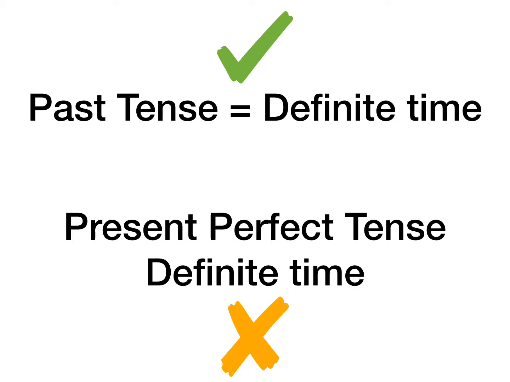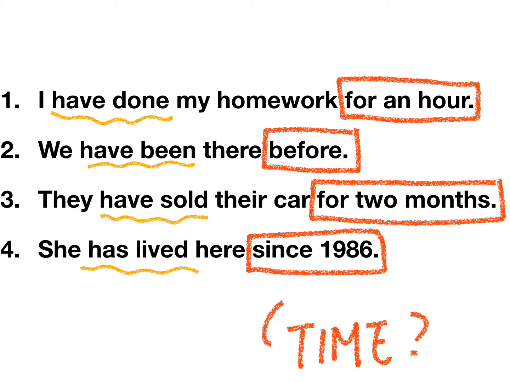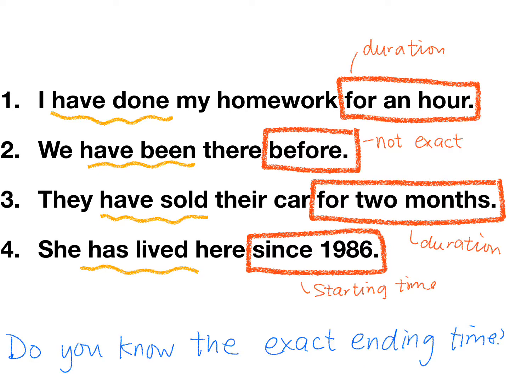No time markers. But you may argue with me, hey, Miss Jenny, sometimes when I see some present perfect tense sentences, I see time. Like these. I've done my homework for an hour. We've been there before. They've sold their car for 2 months. She has lived here since 1986. Aren't these time markers? Hour, 2 months, 1986. Yes, they are time markers, but they are not the finishing time of the actions. Not an exact definite time for the action to complete.